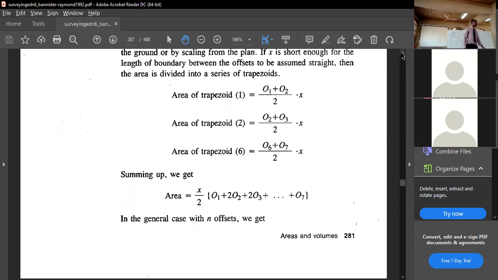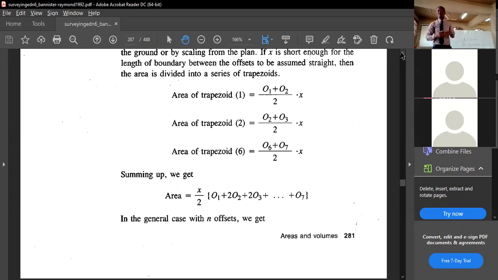Do we see any trend in there? Can we generalize it? We can just say that the intermediate offsets are multiplied by 2. So if you keep going, we'll have x over 2 times O1, plus 2 times all of these intermediate offsets, plus O7.